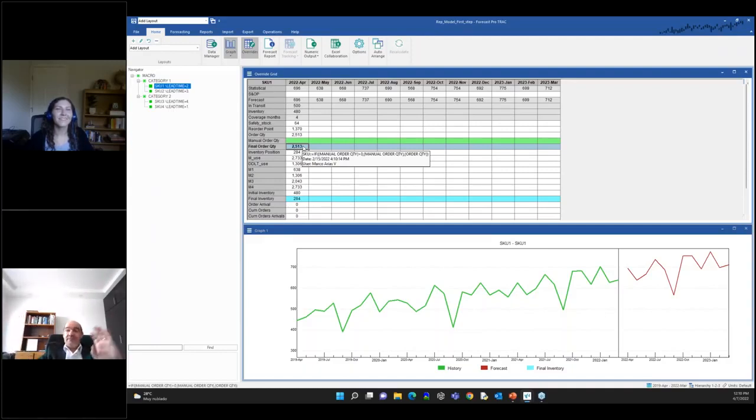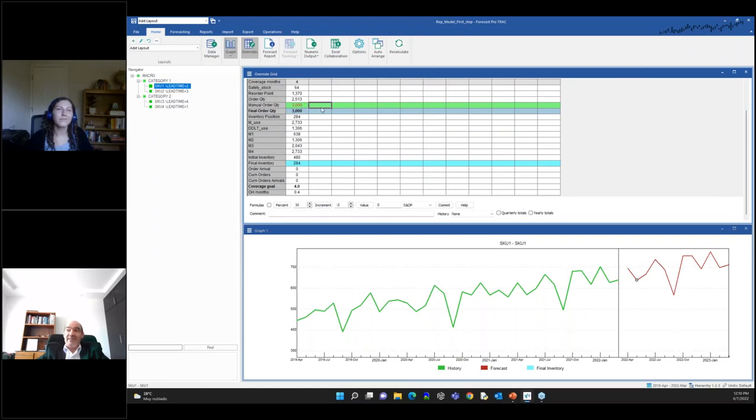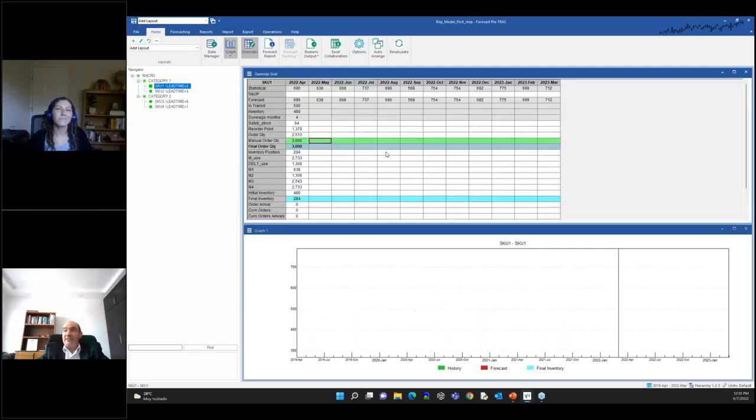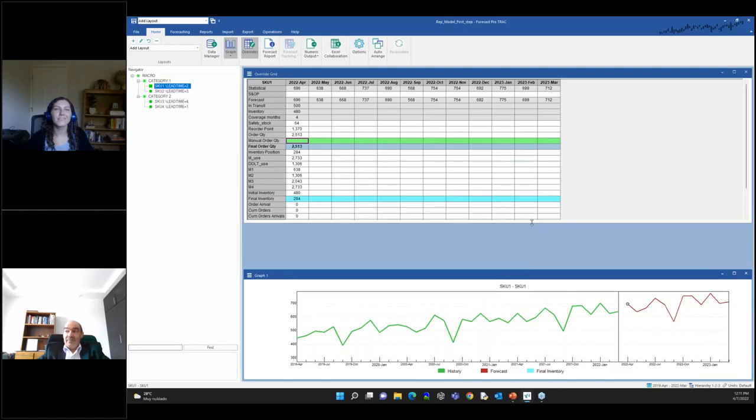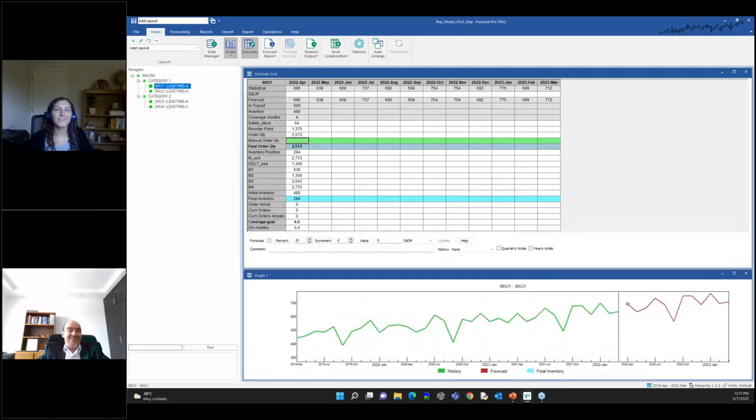But if the user says that it must be 3,000, for example, they basically have to write down the number here, and as you can see, the final order quantity would change to 3,000. You just click on the commit button and you will have the new final order quantity here. That's basically what this option does. It's very flexible, and once again gives the user the power, I would say the responsibility, to think about this and to analyze this in the right way.